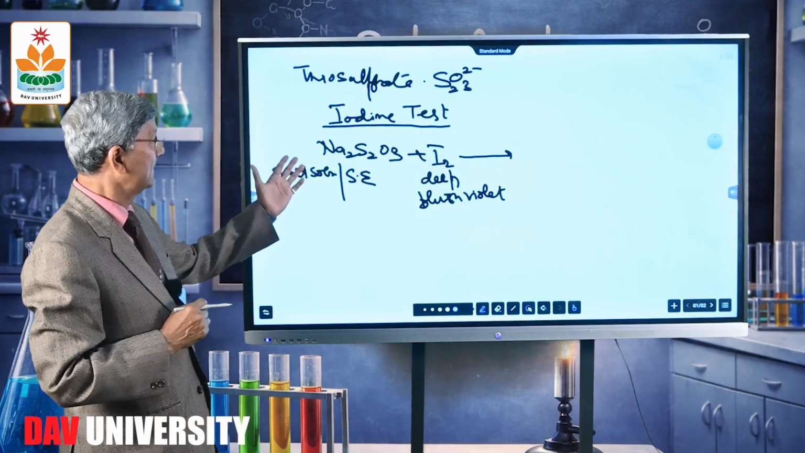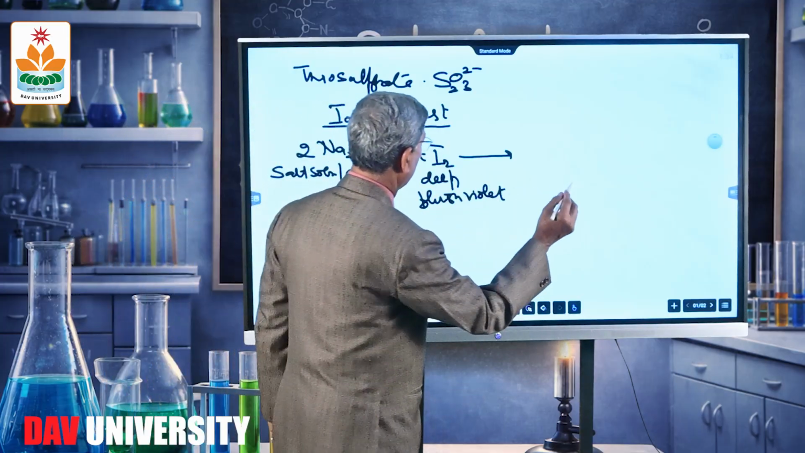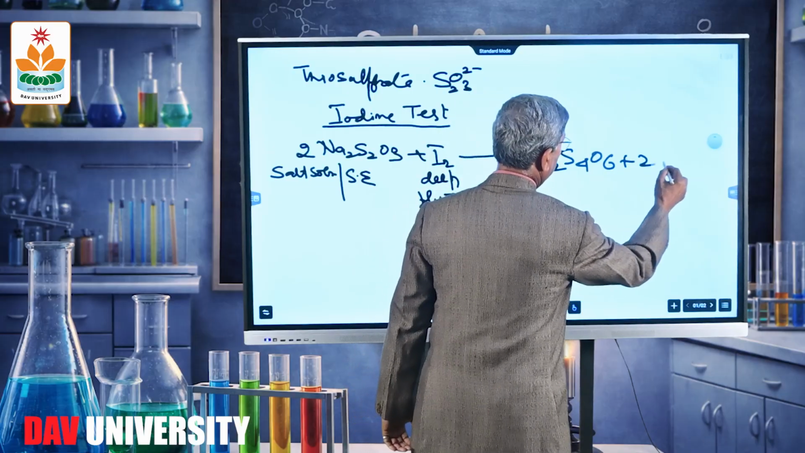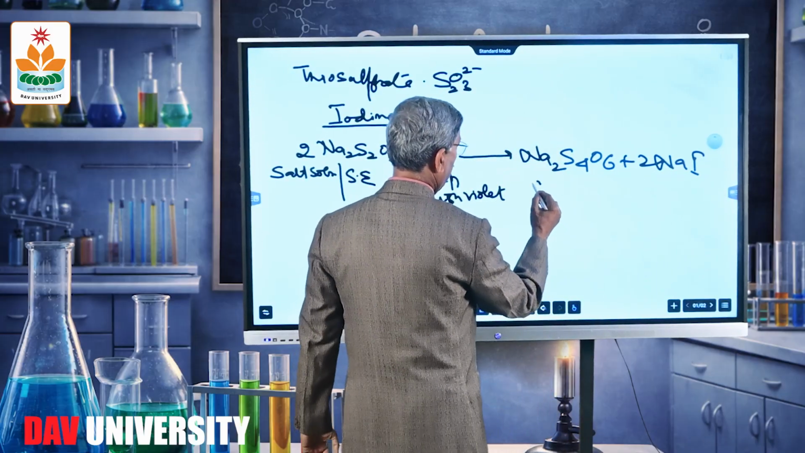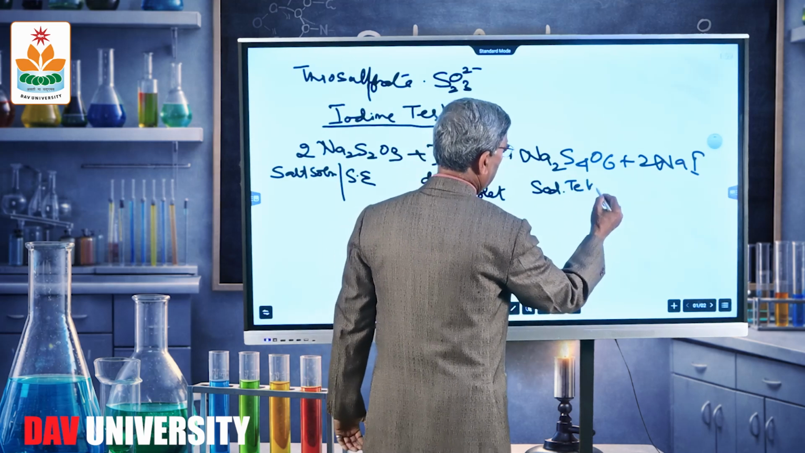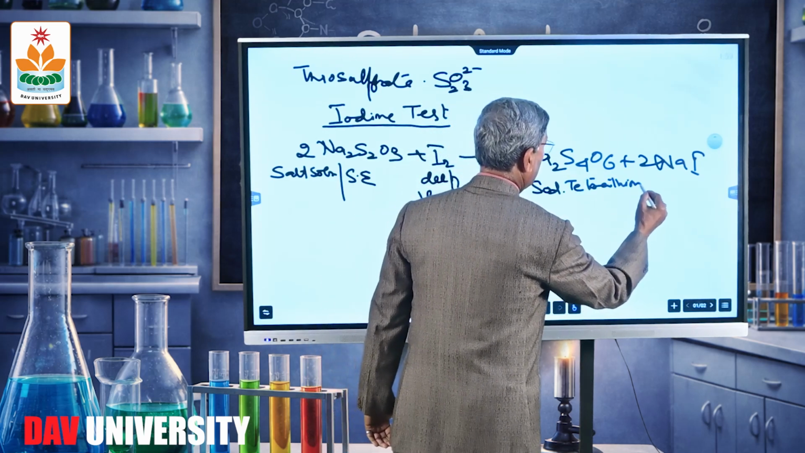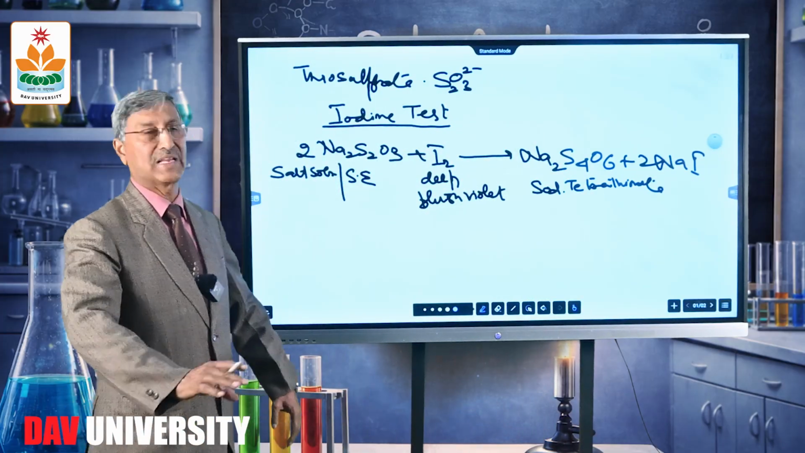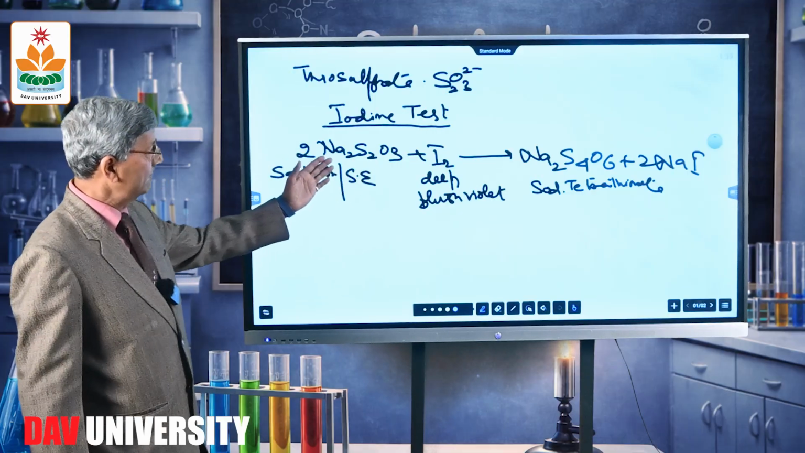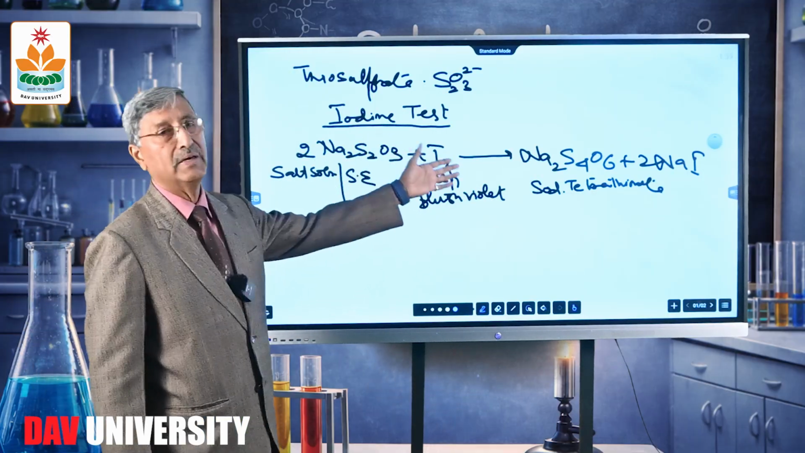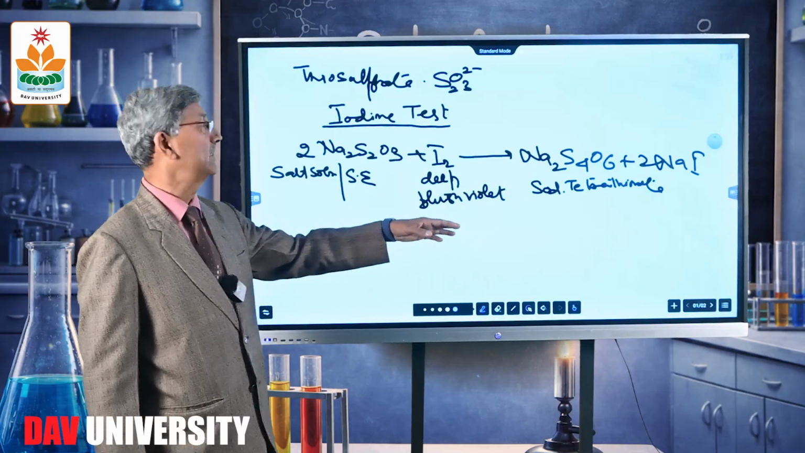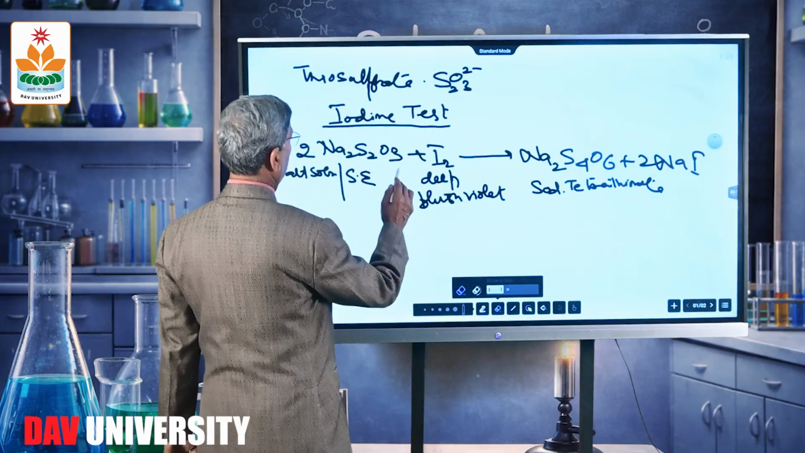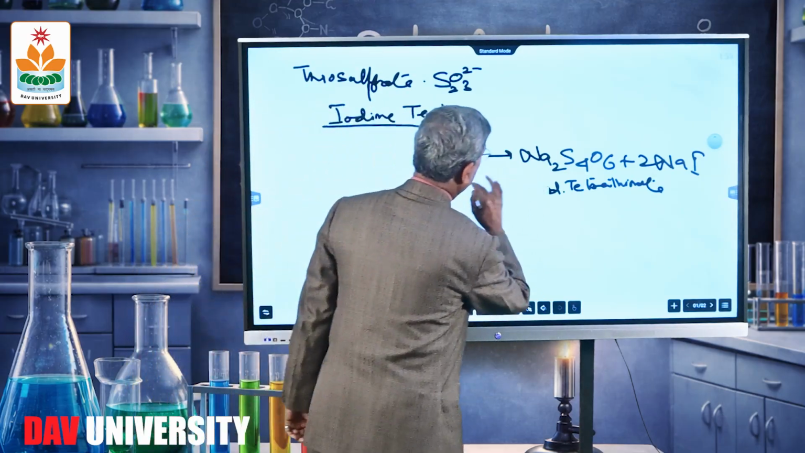What happens if thiosulfate is present? Then we get the formation of sodium tetrathionate plus, of course, sodium iodide, and both these compounds are colorless. It means the test is that if we add deep bluish violet iodine solution to thiosulfate, it gets decolorized, or the solution becomes colorless, indicating thereby that thiosulfate is present. And another test for thiosulfate is the silver nitrate test.